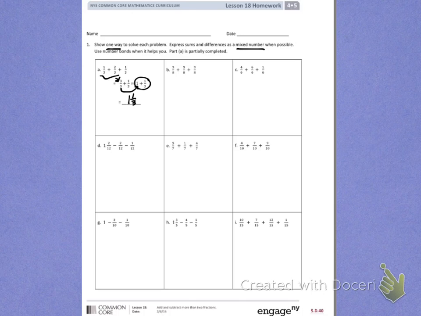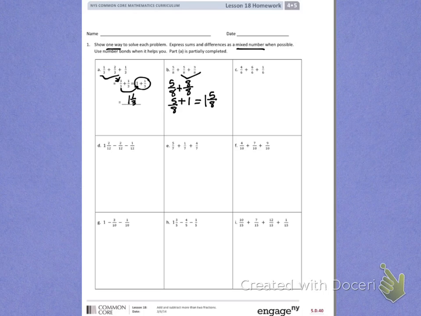So let's look at letter B. There are a lot of ways you can solve this problem, so pick whichever way you would like. I'm going to solve this problem similar to how they did in part A, and I think I'm going to combine 5/8 and 3/8 because that makes 8/8. Then I'm going to add the 5/8 back on. Well, I know 8/8 is the same thing as 1. So 5/8 plus 1 is 1 and 5/8. Pick whichever method you want. I'm just showing you one of them.